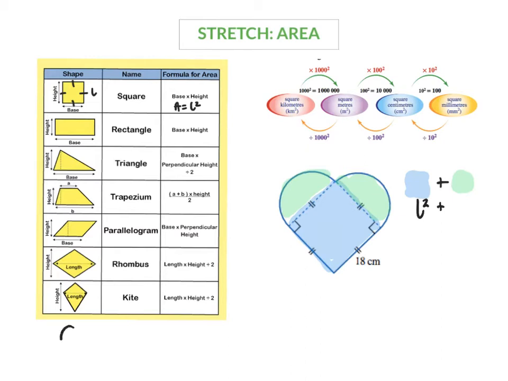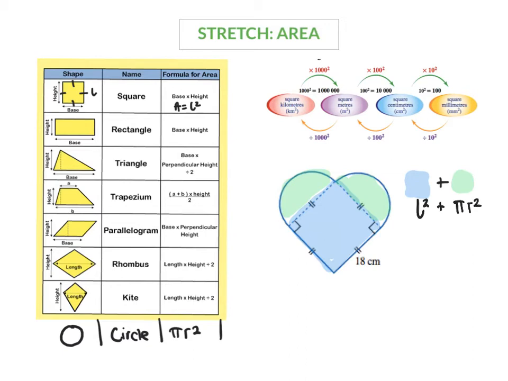Now they don't have here area of a circle, so I will just add it in for you, which is pi r squared. So area equals pi r squared, where r is the radius. So I'll go pi r squared.